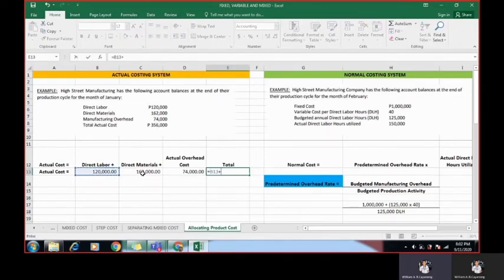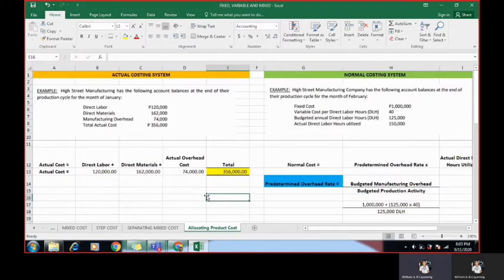Need lang natin ng actual cost. How about in normal costing? So before we proceed, so key points there, based on the illustration, the direct labor and direct materials are added because they are classified as actual direct costs. Then, by adding the actual direct cost and actual overhead cost, which is given manufacturing overhead, the total cost or actual cost will be derived. Okay, let's proceed to the next costing system.